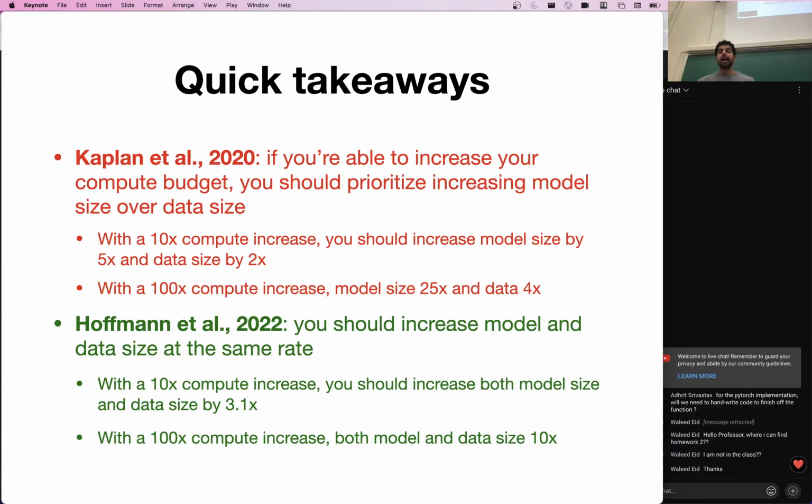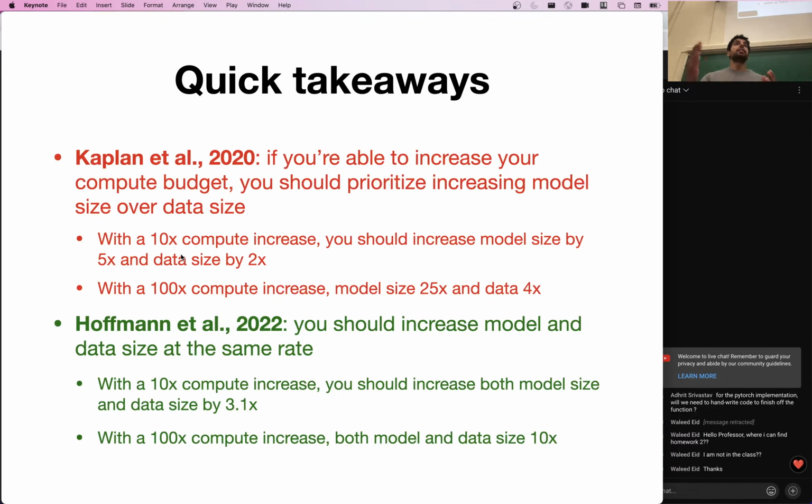And so I'll just give a high-level picture of the differences between OpenAI's paper and Google's. And then we'll go into more detail about these Chinchilla scaling laws. So this Kaplan et al. paper from OpenAI, the takeaway was that you should prioritize increasing the model size over the data size if you have a fixed compute budget.